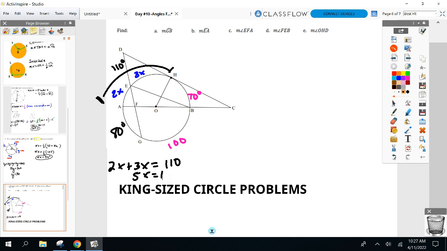5x equals 110. X equals... 22? 2 or 2, that works too. Yeah. All right, plug it back in. So what do I got, 44 and 66 here?